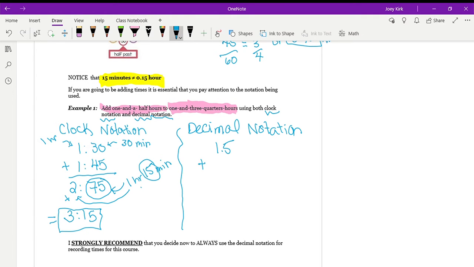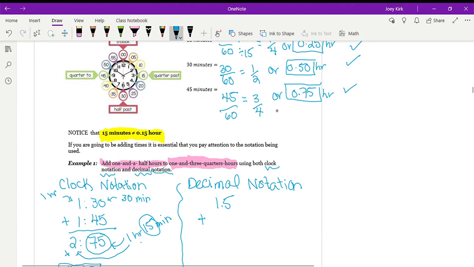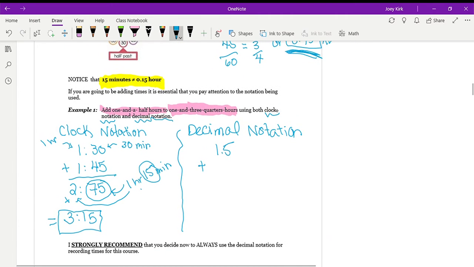And 1 3/4 of an hour. We know that 3/4, we kind of did that right up there. I'll scroll up just a little bit if I can here. So there was our 3/4 of an hour. All right, so scroll back down, 1.75.